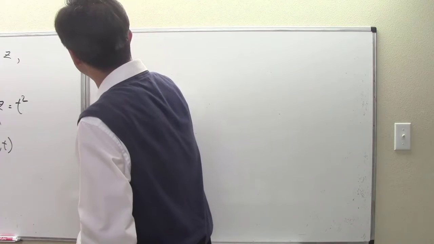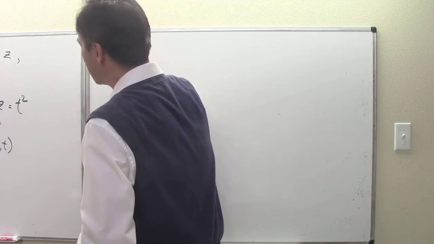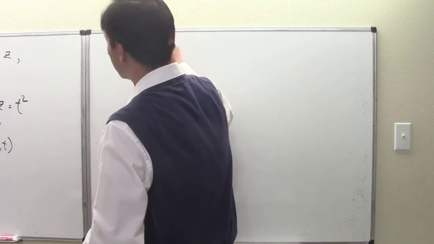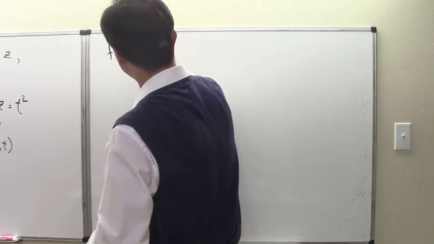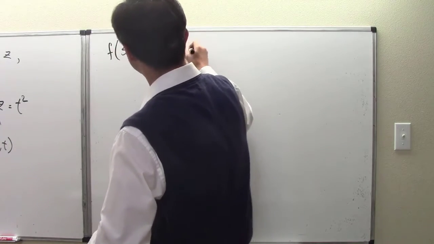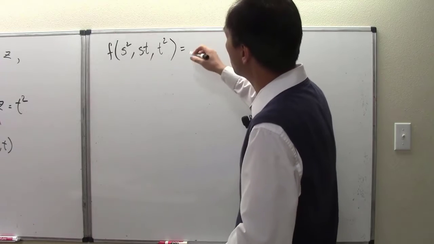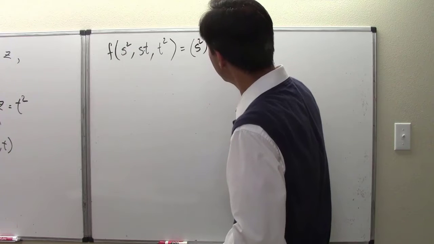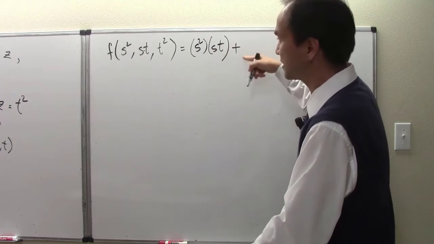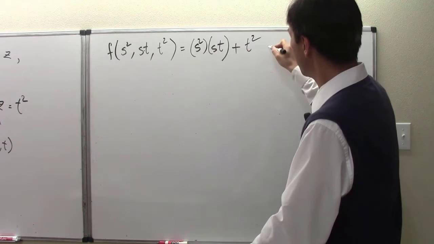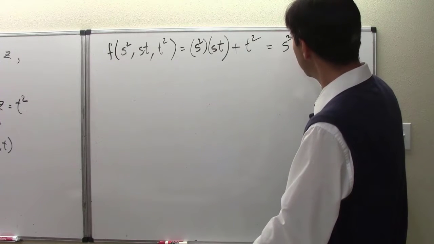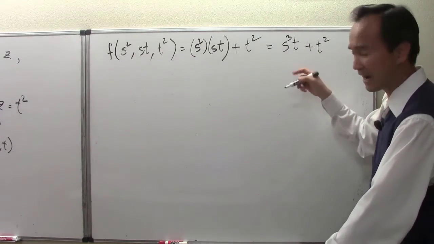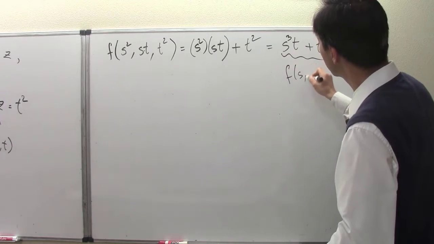So I'm going to evaluate f at s squared, s times t, and t squared. The function f itself was x times y plus z. So we have s squared times st, plus, and then the z variable is t squared. So my final function here is s cubed t plus t squared. Clearly, this is our f of s comma t right there.